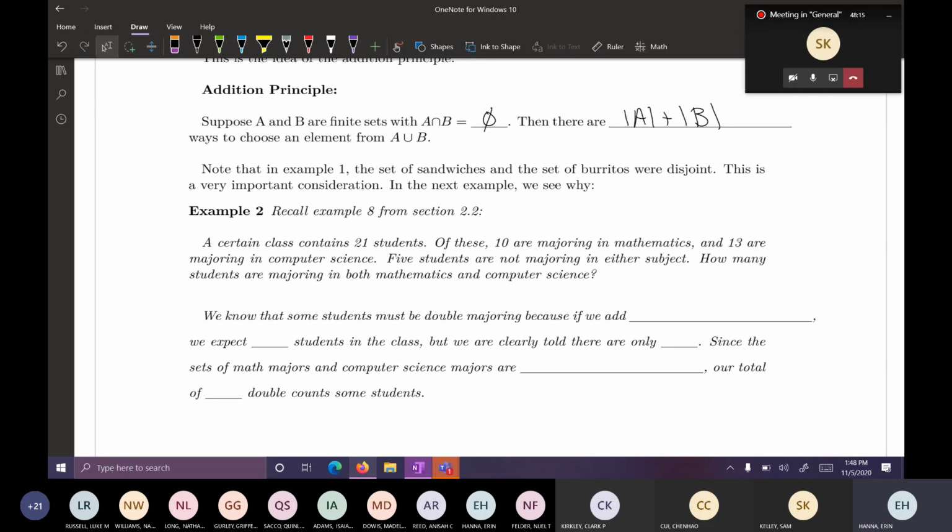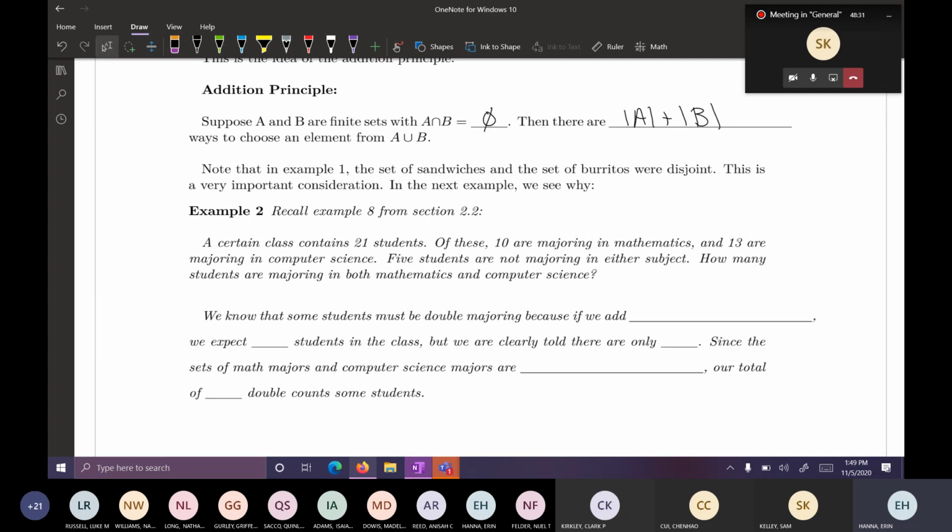Essentially the example was a certain class contains 21 students. Of these, 10 are majoring in mathematics, 13 are majoring in computer science, 5 students are not majoring in either. How many students are majoring in both mathematics and computer science? So we talked about that a while back.